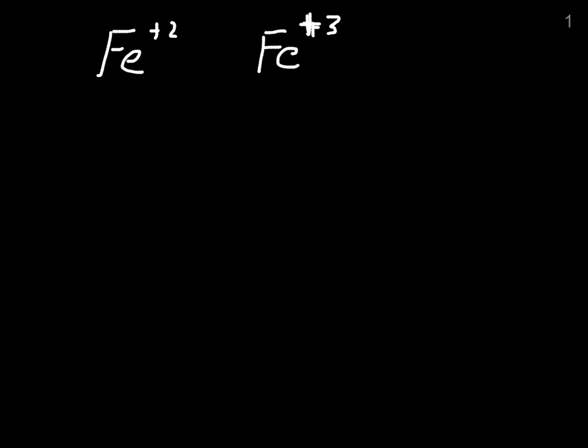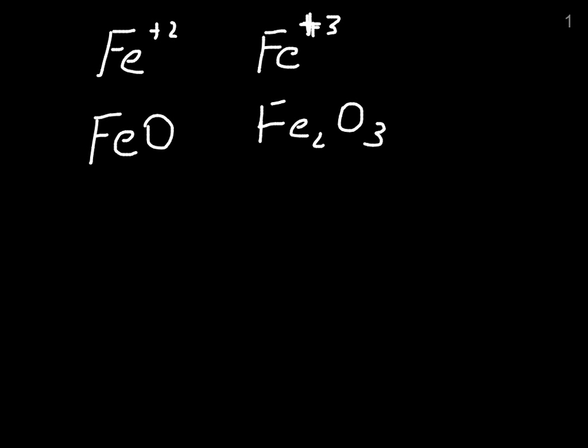I'm going to look at two compounds, FeO and Fe2O3. These are both ionic compounds formed from a metal and a nonmetal, or a cation and an anion. But this iron can have two different charges, +2 or +3.